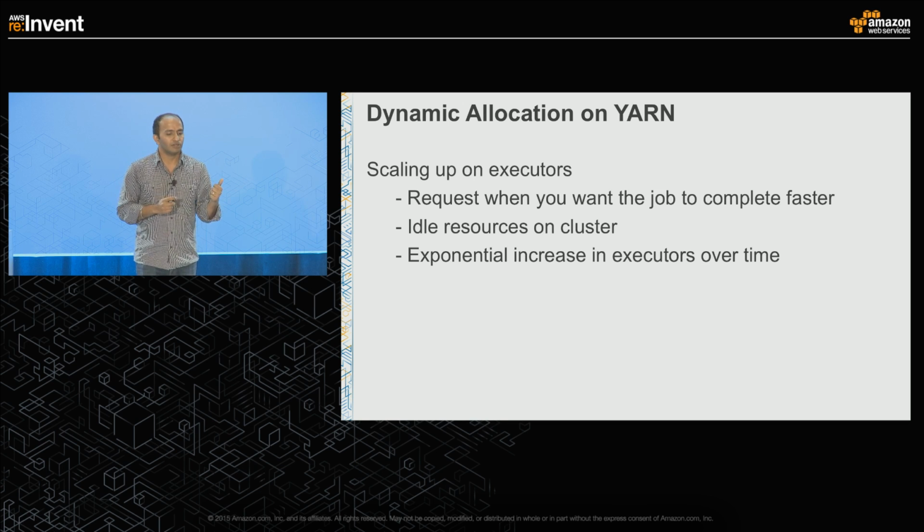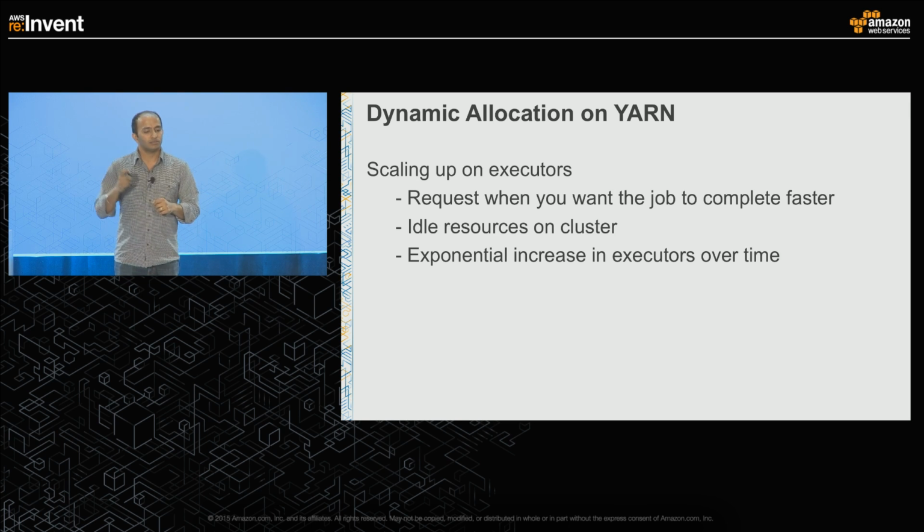So in dynamic allocation, scaling up the executors allows your jobs to complete much faster, because now you have more executors for your application, and you're using the idle resources on the cluster. Let's say, for example, I launched a 100-node cluster, and other applications are finished now. So I have extra resources left. I can use those if I have set dynamic allocation.